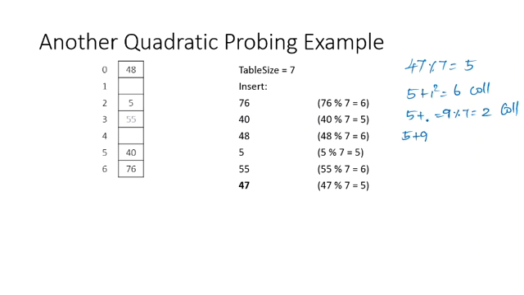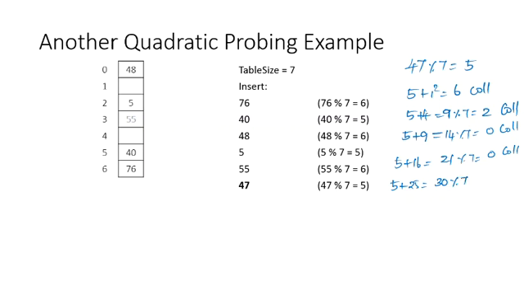It is actually 4. 5 plus 4 is 9. Then 5 plus 9 is 14 mod 7, which is 0. So it's again a collision. Then 5 plus 16 is 21 mod 7, which is 0. Again, a collision happens. 5 plus 25 is 30.